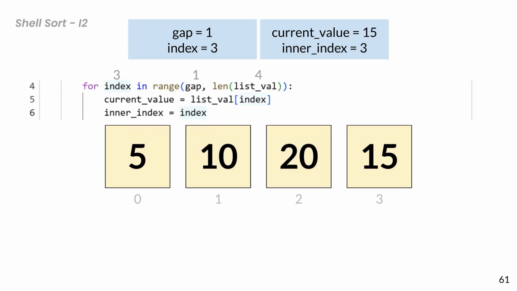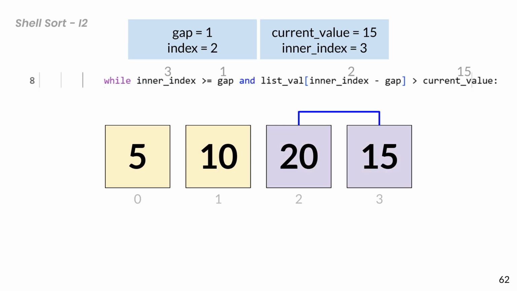Moving on to our final iteration for the for loop, our index and inner index are equal to 3, making our current value equal to 15. Checking the inner while loop, we fulfill condition 1 and fulfill condition 2.